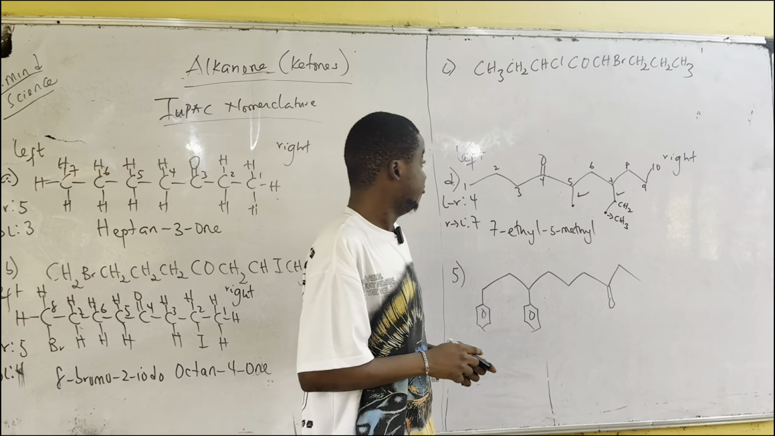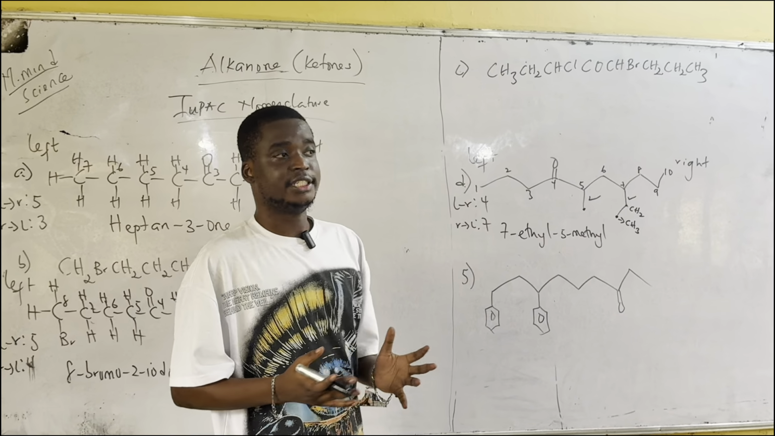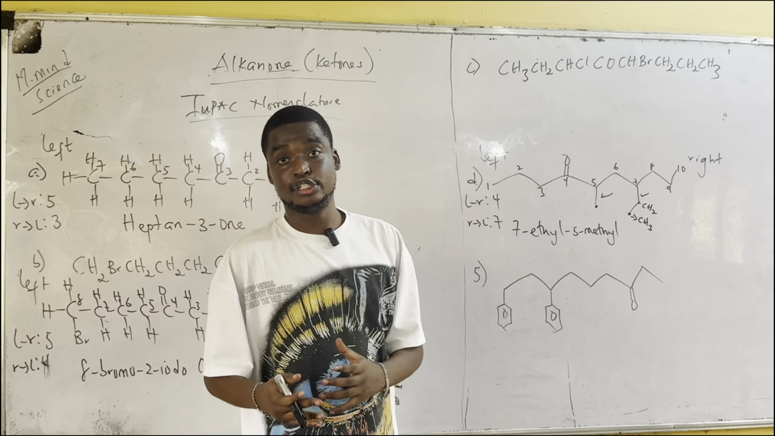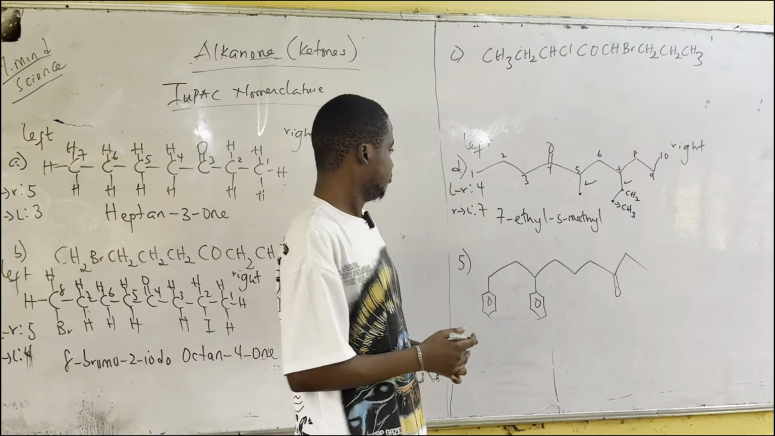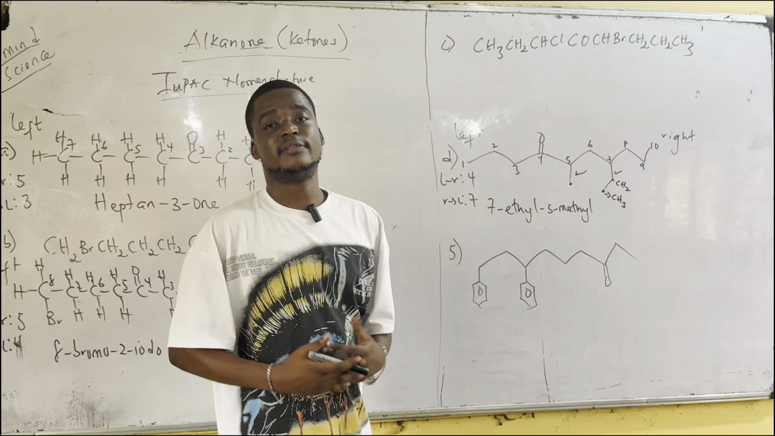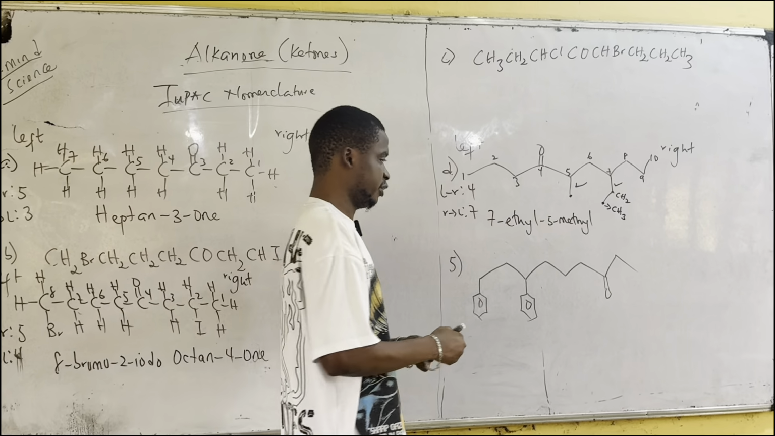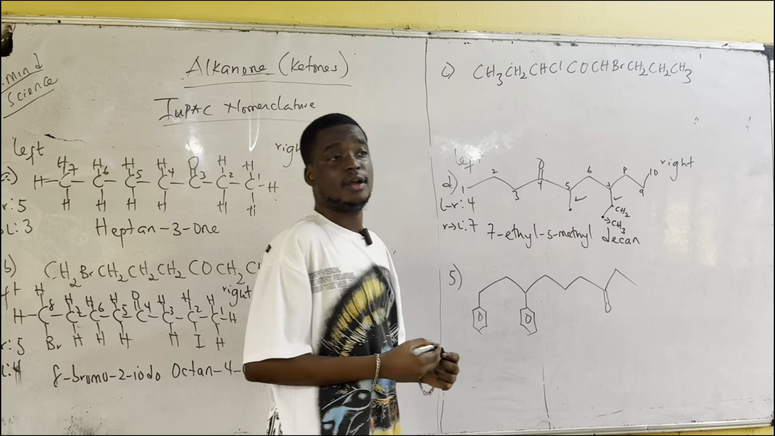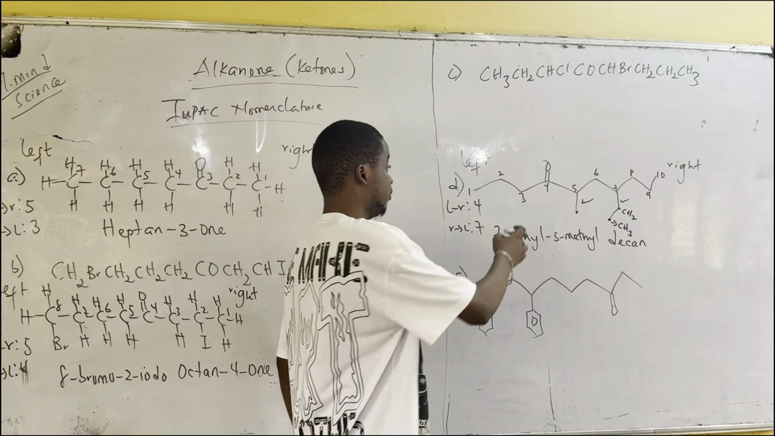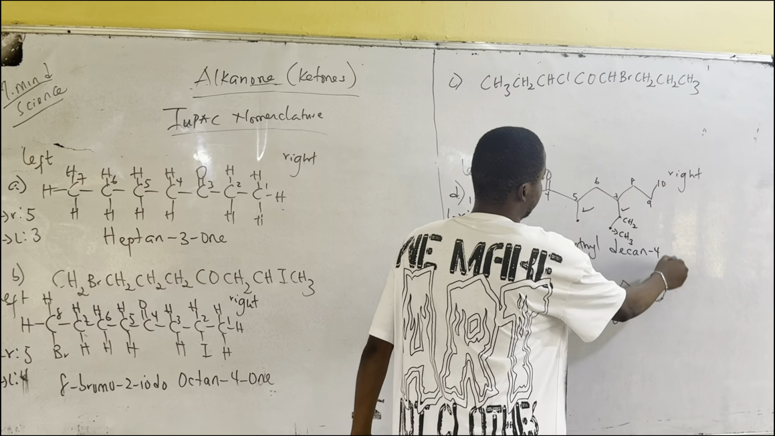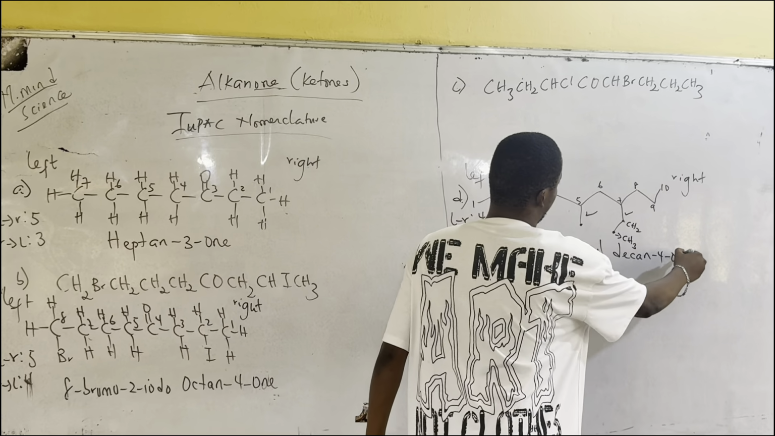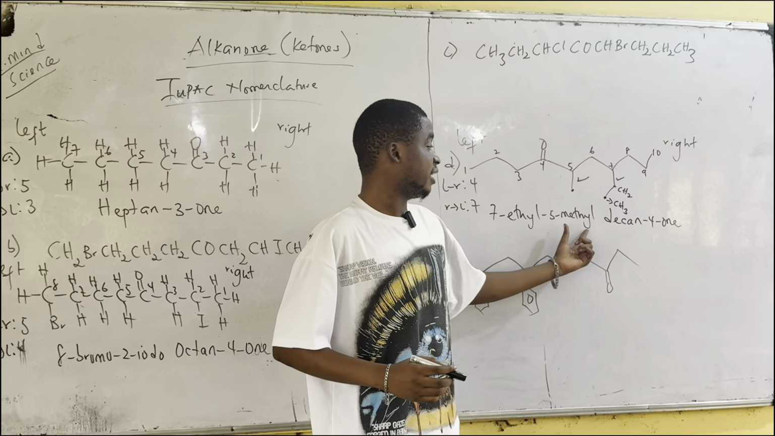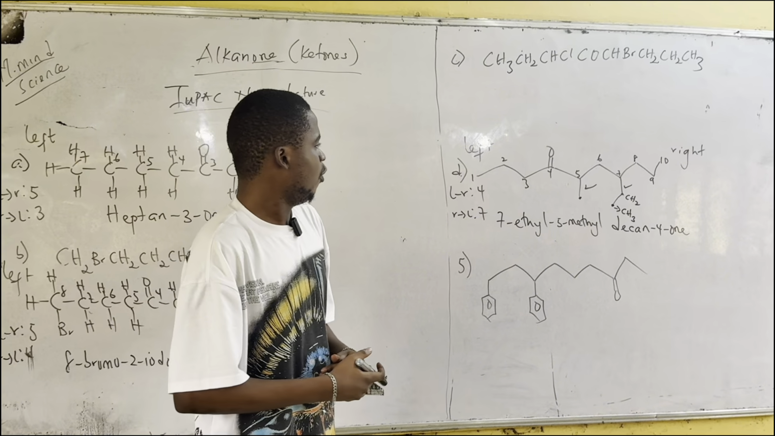Now is there another one again? No, there's no other branches. So remember now: parent name, hyphens, position, and functional group. So it's 10 carbon. What is the parent name of 10 carbon? Dec-. So it's going to be decan. What is the position of the double bond of the functional group? 4. And then the functional group name is what? O. So the name of this structure is 7-ethyl, 5-methyl, decan-4-one.